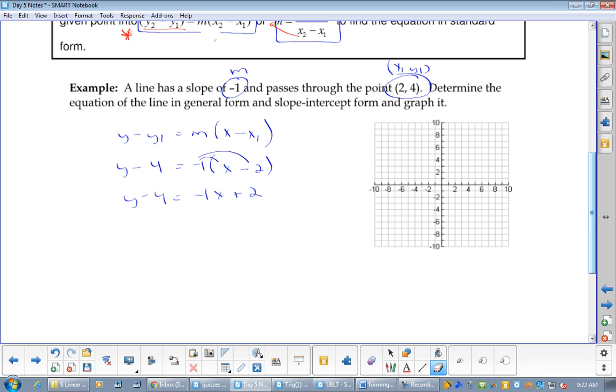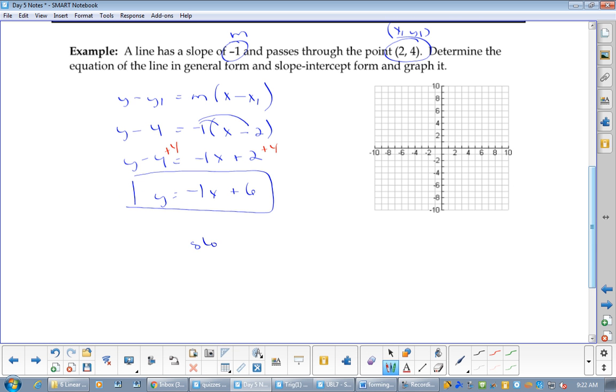Okay? Now, the last thing I need to do to get y by itself is add 4. So y equals negative 1x plus 6. So what is the slope? Negative 1 over 1. What is the y-int? 6. So to graph it, now we're back to our last few days' lessons. I put the 6 down, and I will go over 1, down 1. Over 1, down 1. Over 1, down 1. Okay? I think I'm getting the idea of what that line is.